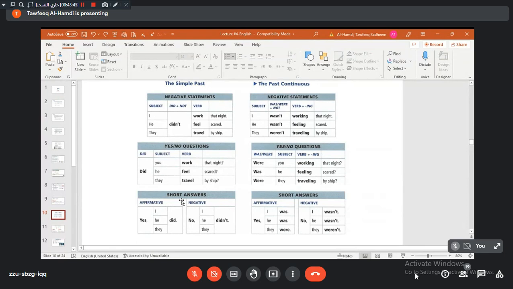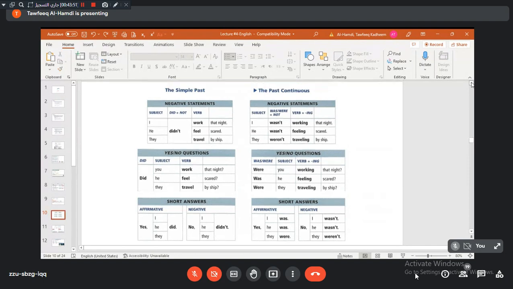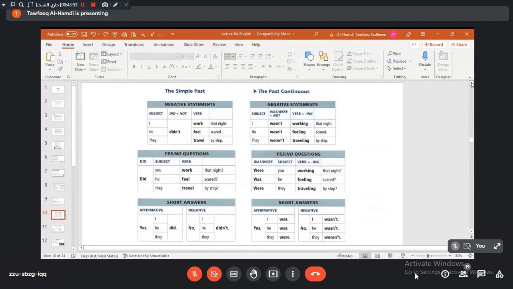Regarding the past continuous form, in case of negative statements, I can say, for example, I wasn't working that night. So I use the subject followed by was or were, plus not, and the main verb followed by the ing form. So I wasn't working that night. He wasn't feeling scared. They weren't traveling by ship.